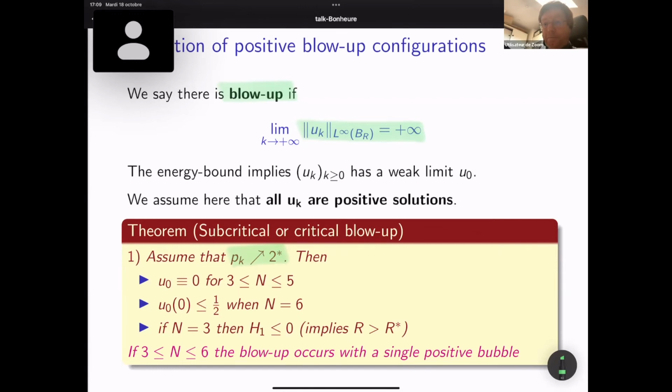Well, in dimension 3 to 5, the limiting profile is 0. In dimension 6, the value at 0 has to be less than 1/2. And in dimension 3, the mass has to be negative, which means that we have to be on a ball of a radius bigger than R star. Okay. And what we can also prove is that between dimension 3 and 6, we can only have a single positive bubble at the origin.